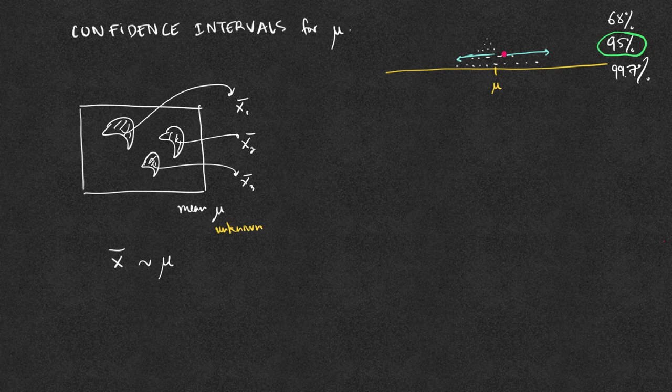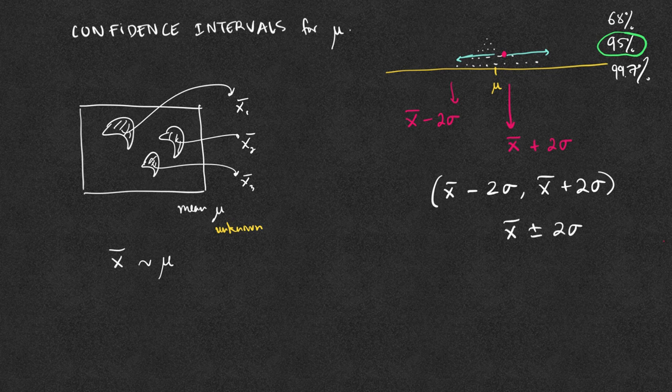interval. But the 95% interval means that from that estimator x bar, we will add 2 standard deviations to the right, and we will subtract 2 standard deviations from x bar to go to the left. This will give us an interval, x bar minus 2 sigma, x bar plus 2 sigma, and sometimes we write this as x bar plus or minus 2 sigma.